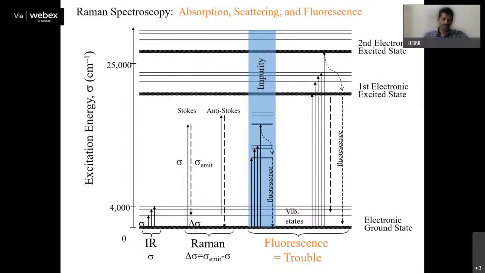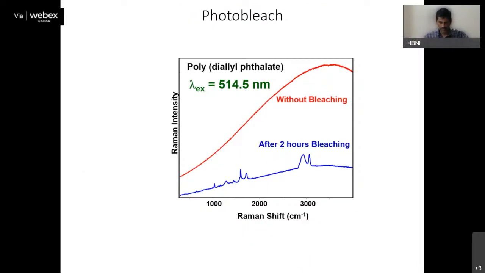But most of the time, the problem comes from fluorescence. When you are doing any measurement, not always, but most of the time you will get fluorescence. This fluorescence may be because of an impurity state in between, or because the energy of the incident light is such that you excite an electronic level, and then also there will be fluorescence. So how to overcome this problem of fluorescence? One can do photo bleaching.